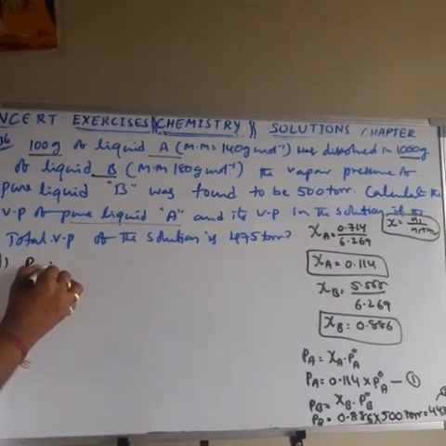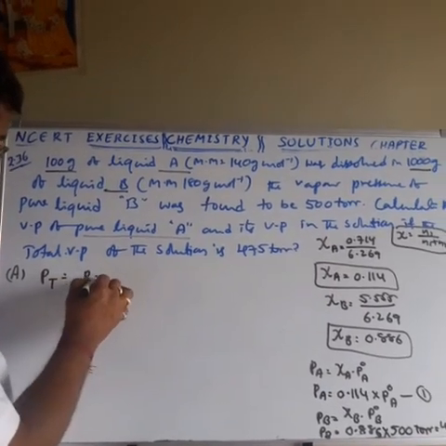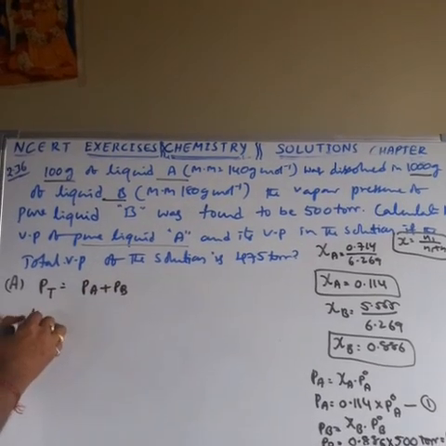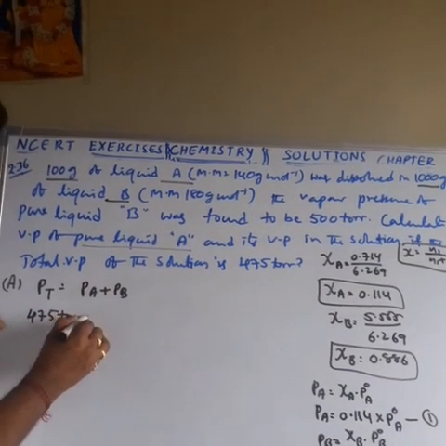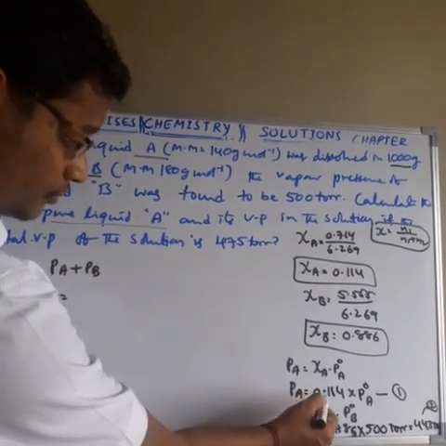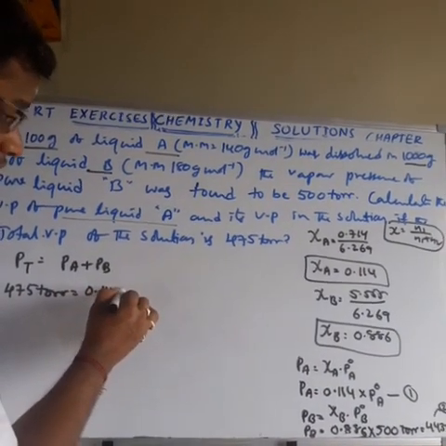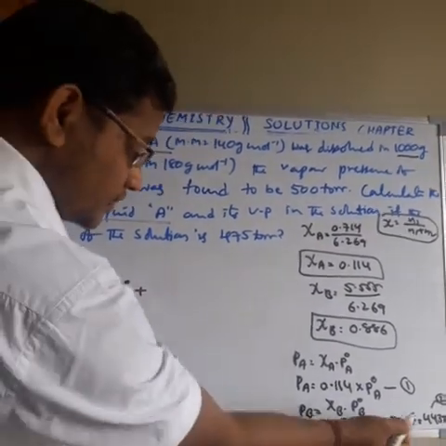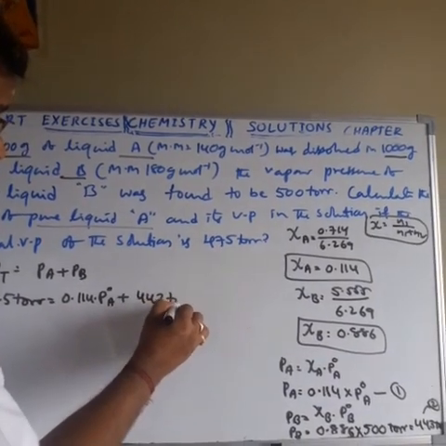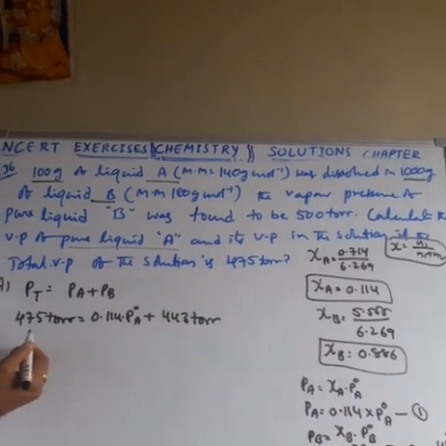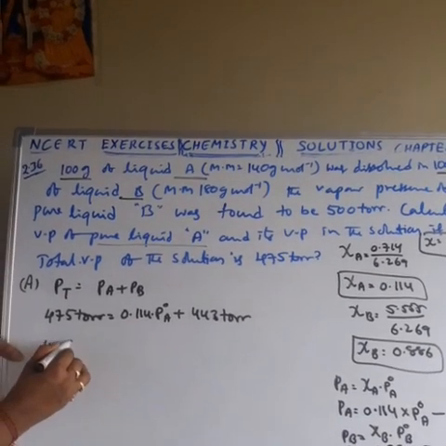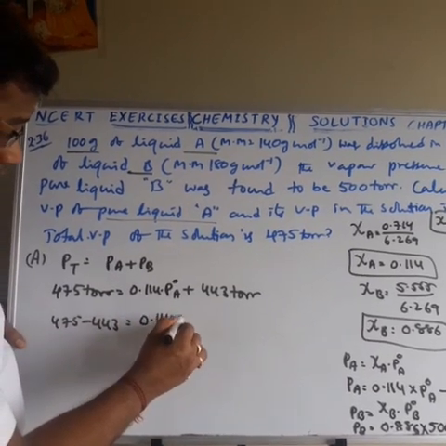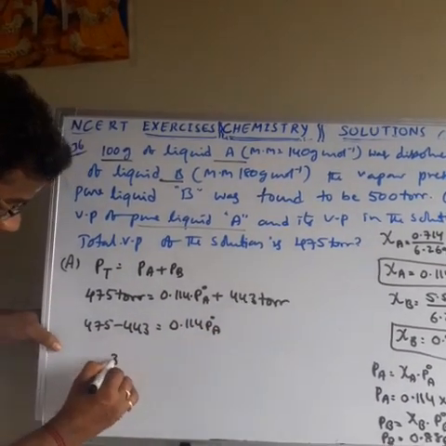Next, the total pressure of the solution is equal to PA plus PB. Total pressure of the solution is 475. 475 torr is equal to 0.114 into P naught A plus the PB value we already calculated, 443 torr. Here the plus value moves to this side and becomes minus. 475 minus 443 torr equals 0.114 P naught A. Its value is 32.